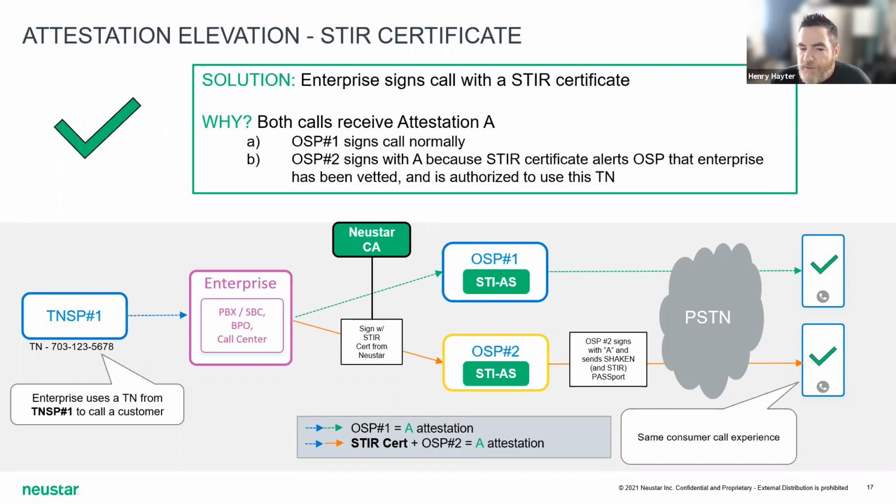When the enterprise sends its calls, it can send calls to OSP1 unsigned because they're using the phone number from OSP1. When they send calls to OSP2, they can sign those calls with the STIR certificate from Neustar, and then OSP2 will basically drop that certificate and re-sign with SHAKEN with an A-level attestation and their SHAKEN passport.